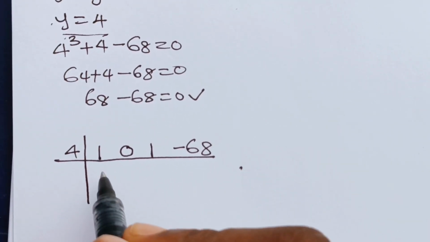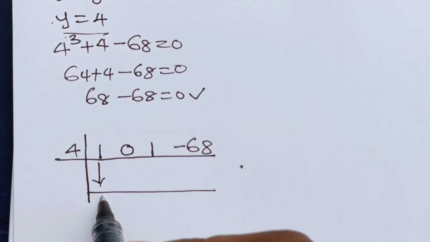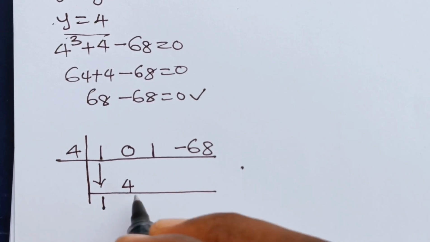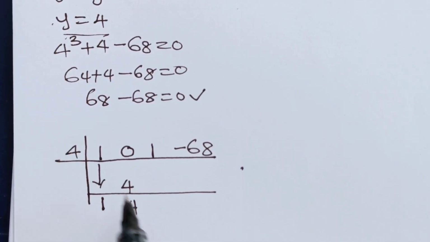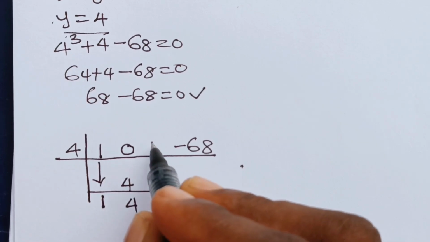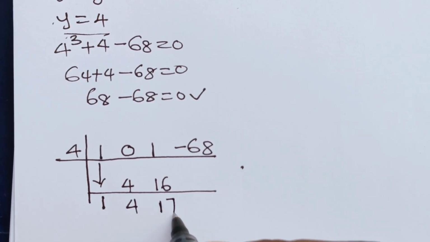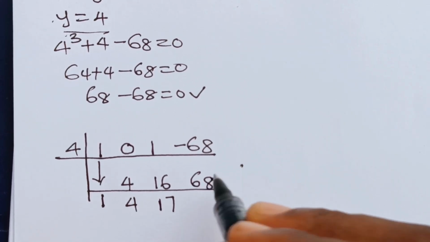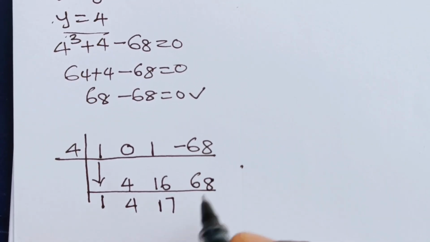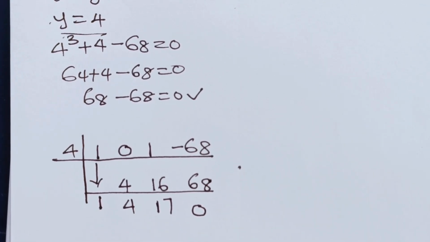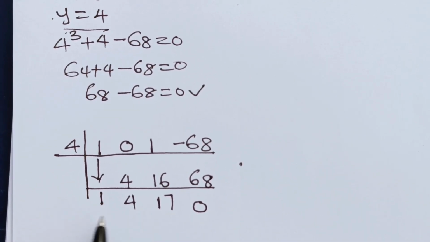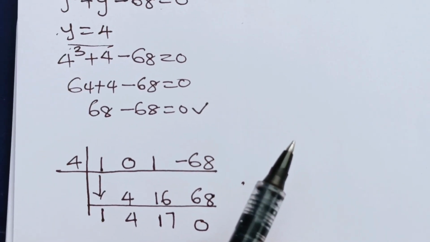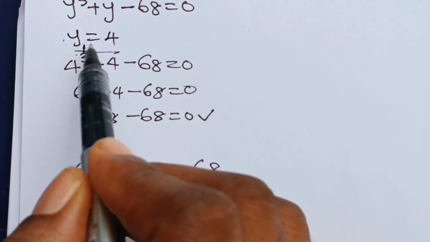Now, first of all, we bring down this 1. 4 times 1 will give us 4. 0 plus 4 will give us 4. Now, 4 times 4 will give us 16. 1 plus 16 will give us 17. Now, 4 times 17 will give us 68, and minus 68 plus 68 will give us 0. Now we have gotten our quadratic equation. We've already gotten the first value of y. Yes, it is that simple. The first value of y is already 4.